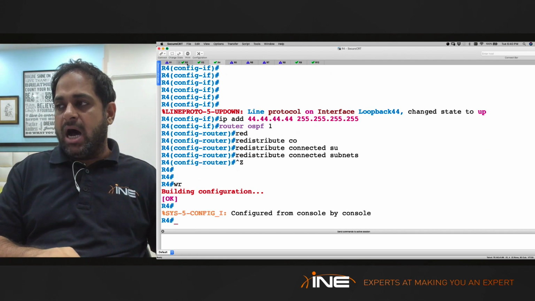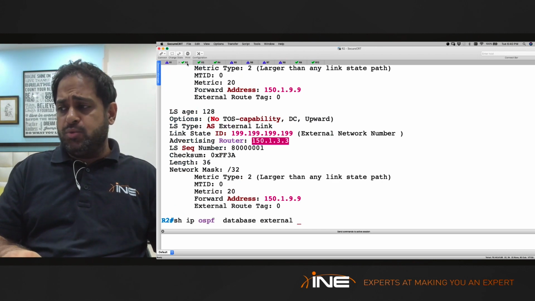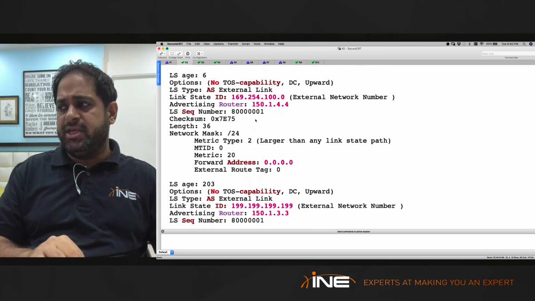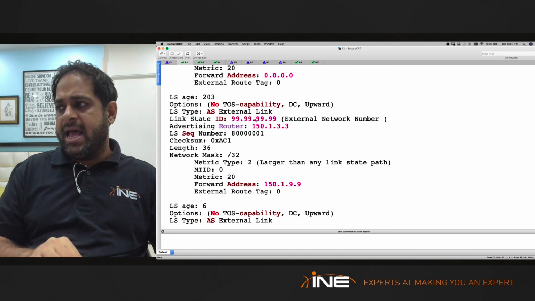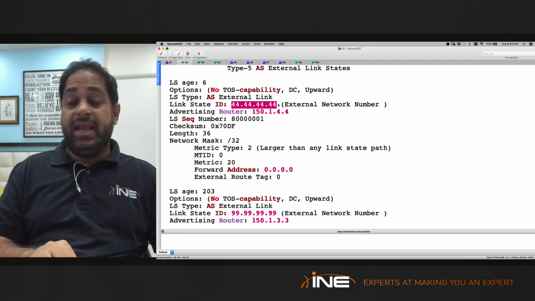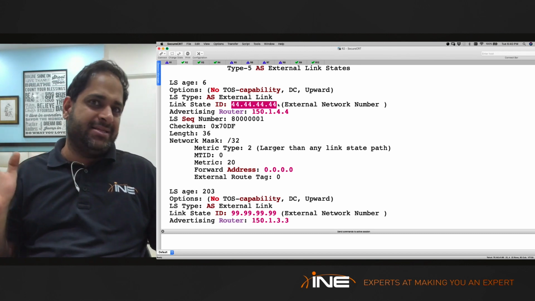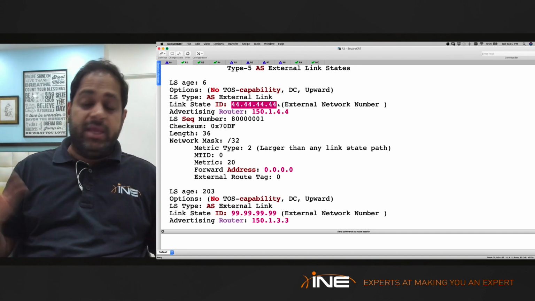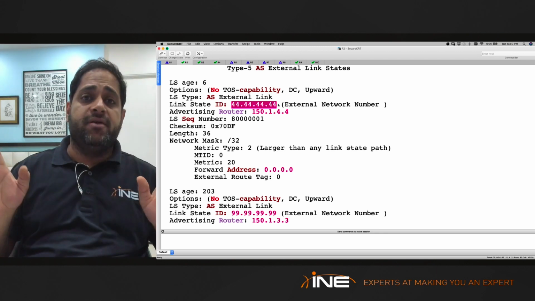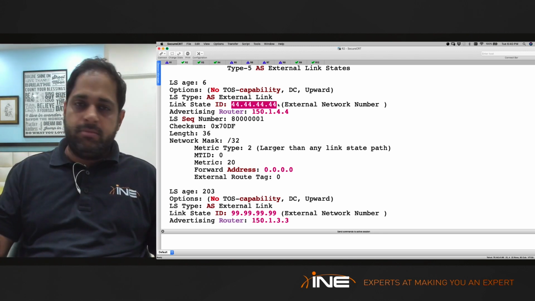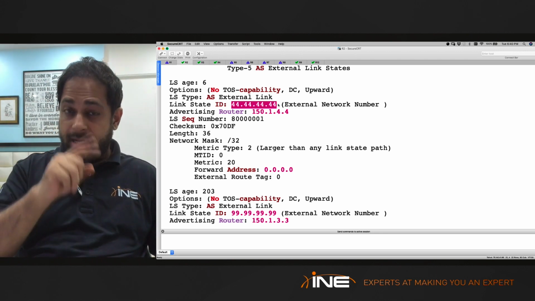If I look at R2, R2 would have the 44 network, which if you see here, he has 44 in his database, type 5 LSA. Now R4 is not NSSA, it's a normal area. So he's an ASBR, so he generates type 5. And type 5 remains the same throughout the OSPF domain.